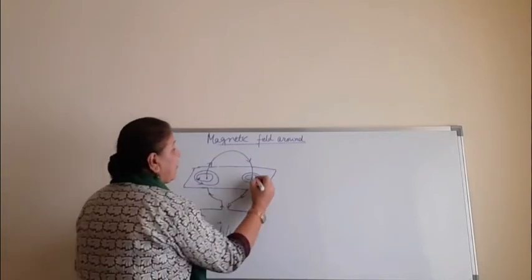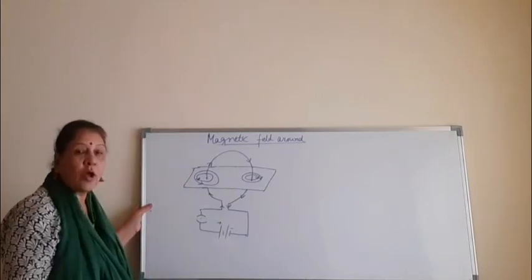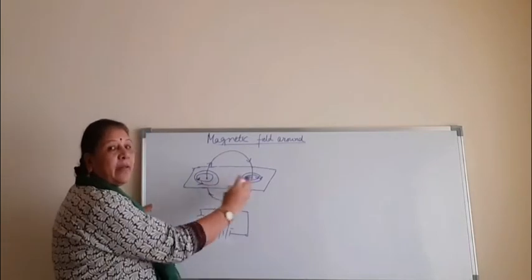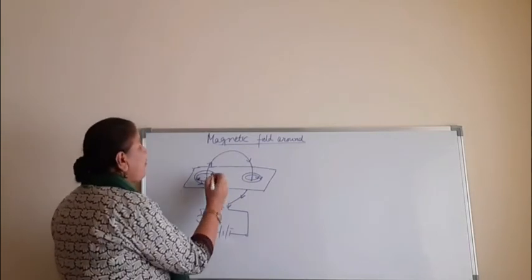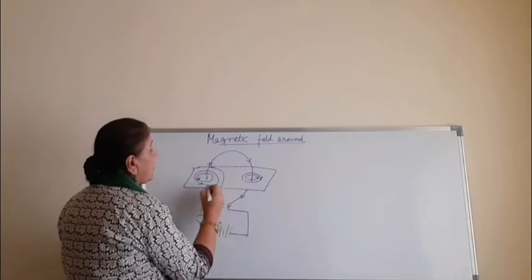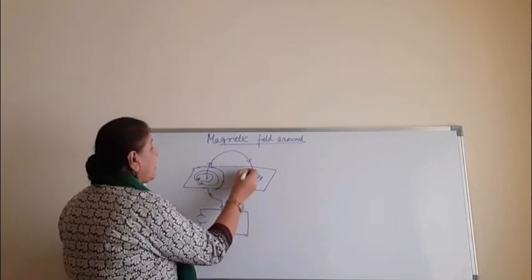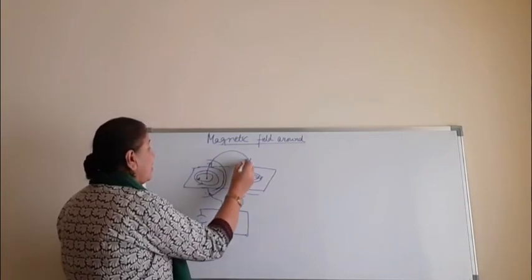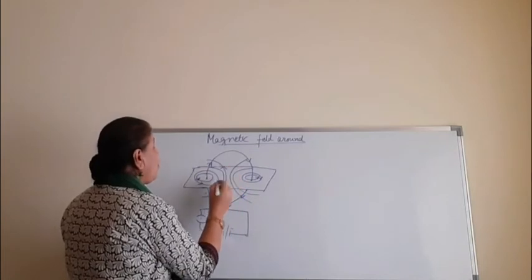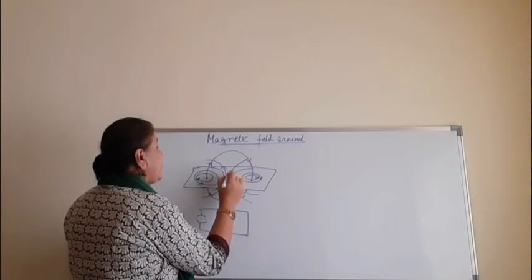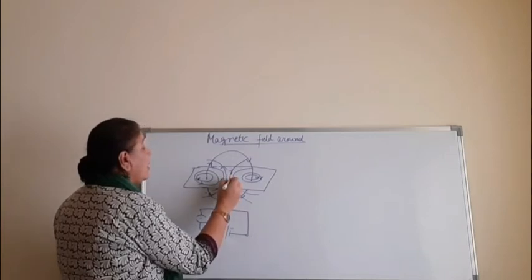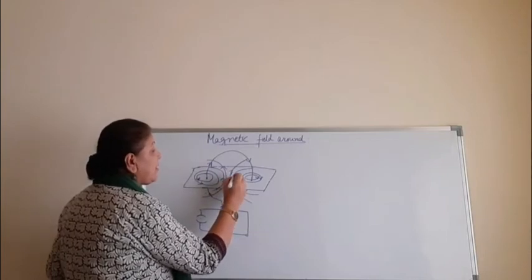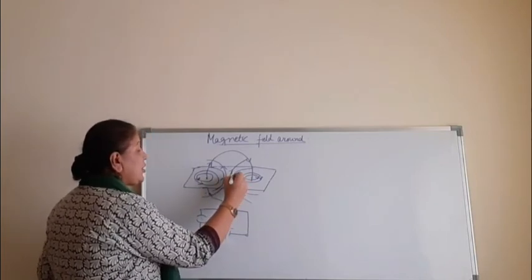So the direction of magnetic field lines will be like this, clockwise. So we have two straight current carrying conductors, and the magnetic field lines pattern will be like this. If you just move away towards the center, the circles will be bigger and bigger, and there comes a stage when they are almost parallel to each other.